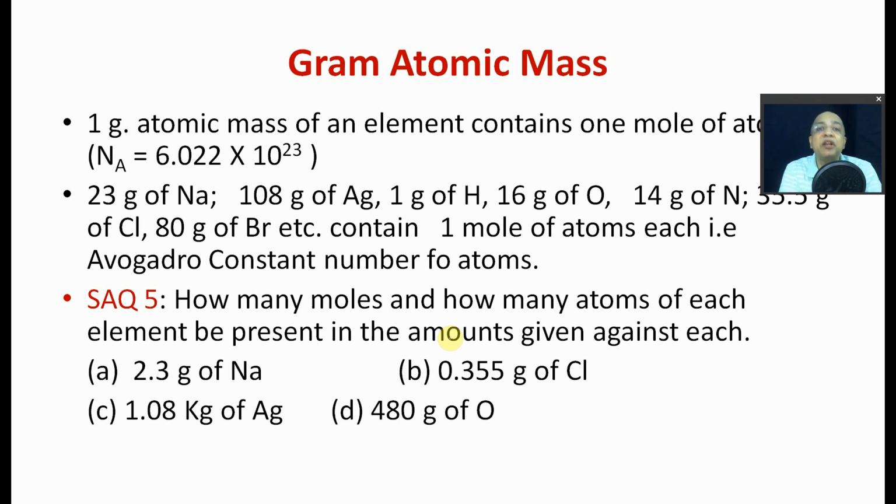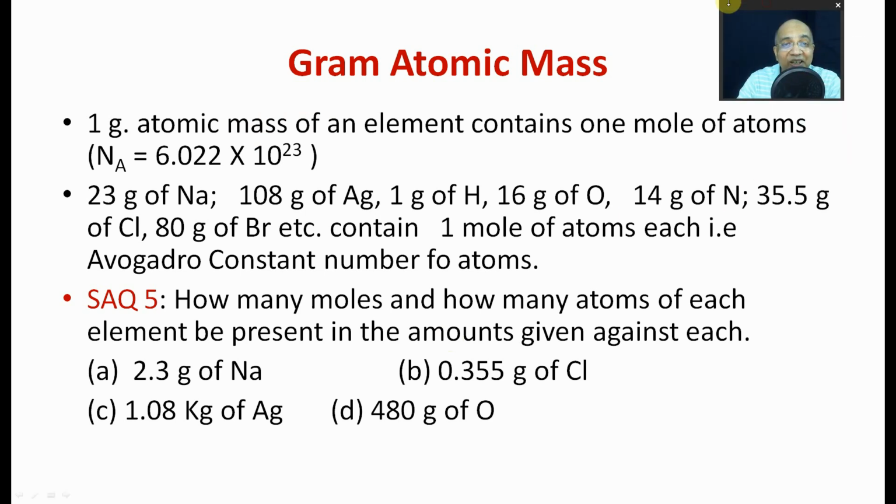Then what is gram atomic mass? What is gram atomic mass? Obviously, when atomic mass is expressed only as atomic mass, the unit is u, or carbon unit, or simply unified atomic mass unit u. But if it is gram atomic mass, when we say 23 gram of sodium, it means 1 gram atomic mass. So 1 gram atomic mass of an element contains, tell me, 1 gram atomic mass of an element contains 1 mole of atoms.